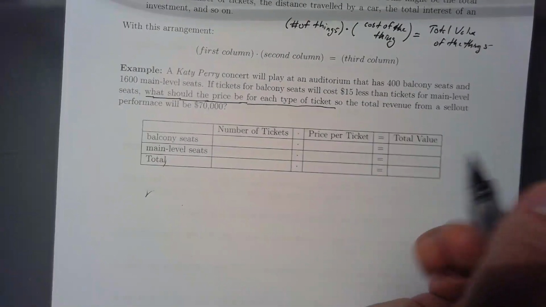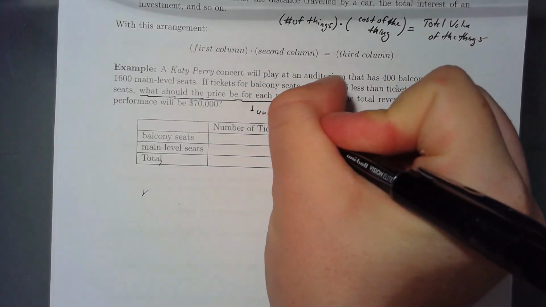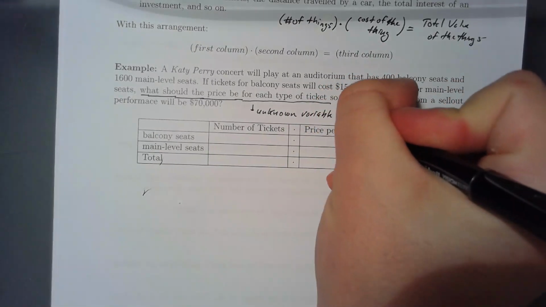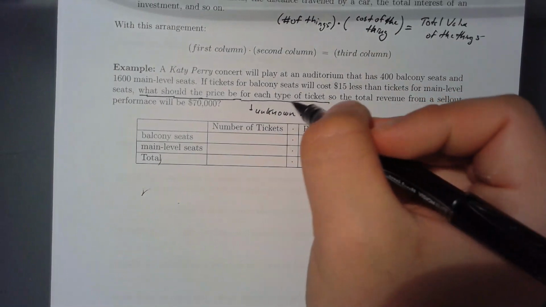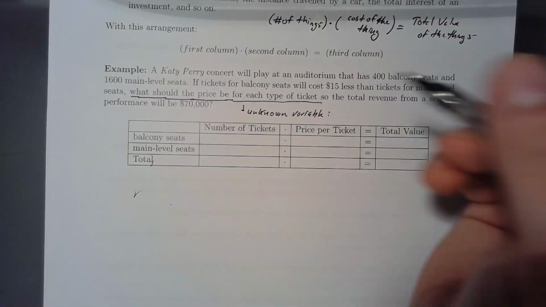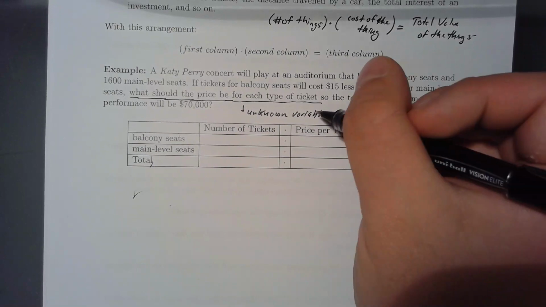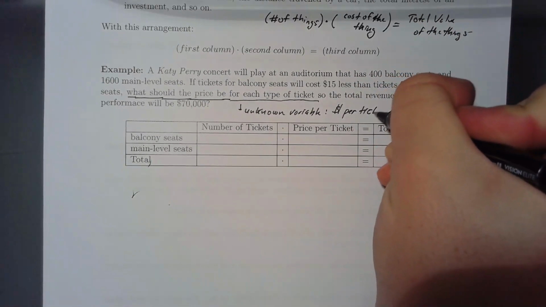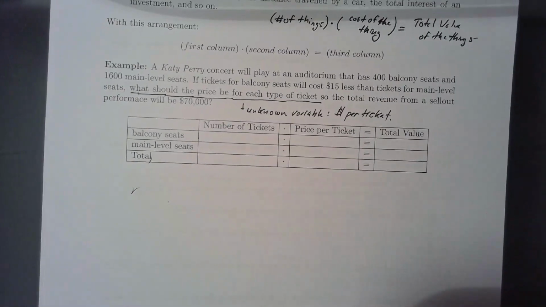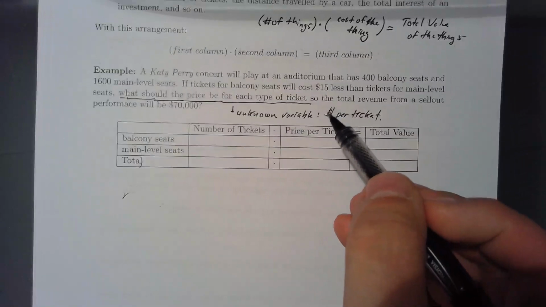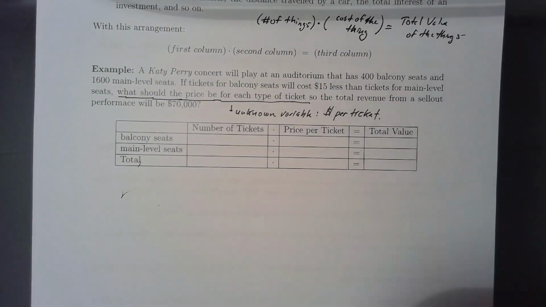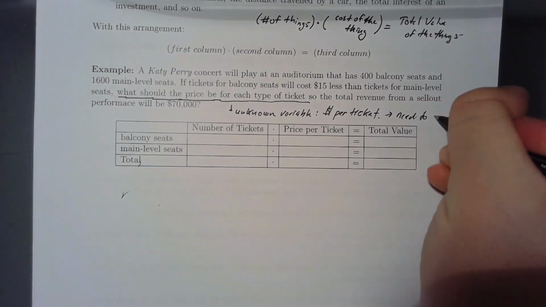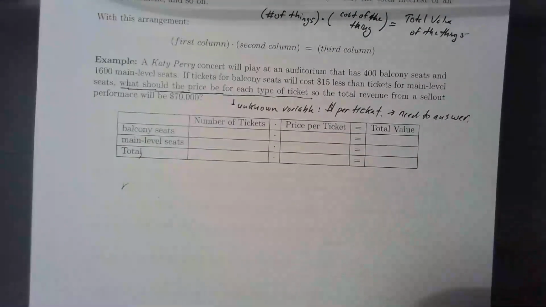So the unknown variable, the thing we're trying to solve for, what should be the price for each type of ticket, is the price per ticket. So the unknown variable is the price per ticket. I just put a dollar symbol there to indicate price. So that's the price per ticket. That's the unknown. That's what I'm trying to figure out and need to answer.